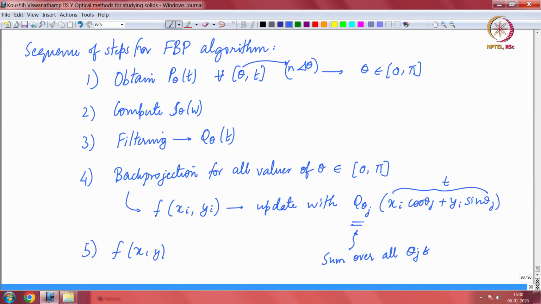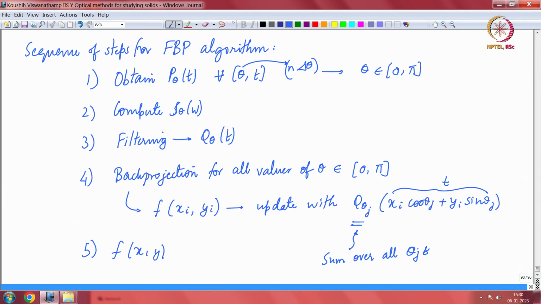Now, you can imagine, like we discussed for the 3D case, you can imagine doing the same thing. You can start with a single slice, do this entire operation for a single slice and then move to the next slice and then keep going from there, okay. So, that basically covers how one would go about implementing a filtered back projection scheme.